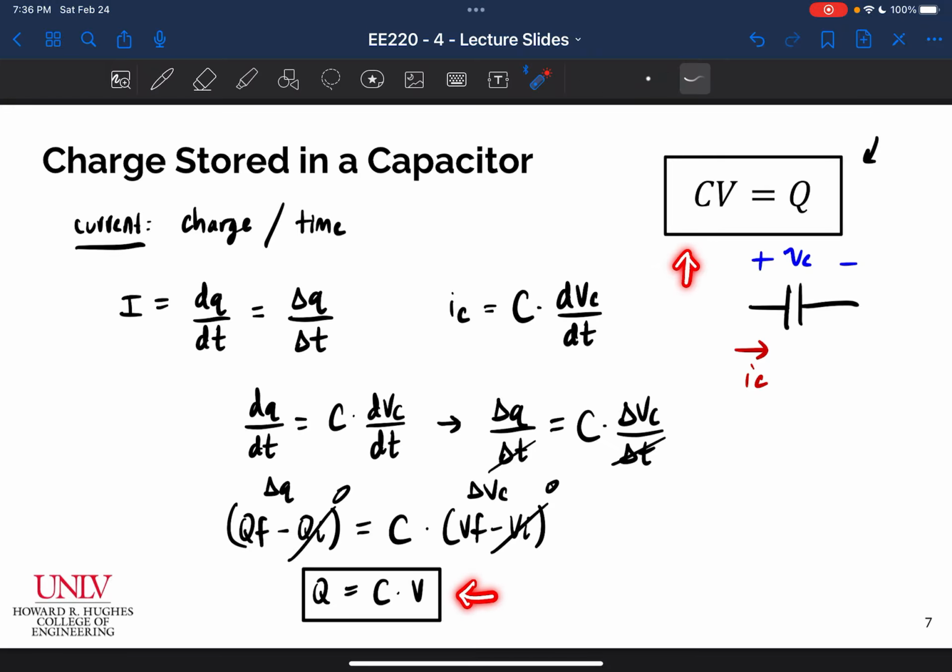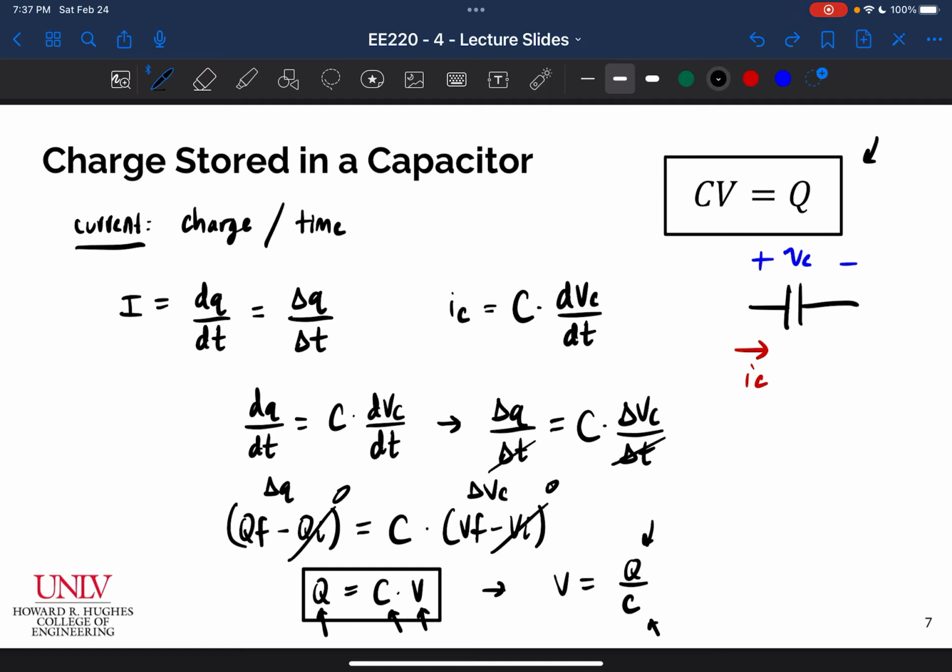These are equivalent expressions. What this expression means is that if I know the capacitance of my capacitor and the voltage across it, then I can determine how much charge it's storing. And equivalently, if I were to rearrange this, I could write V equals Q over C. So if I know the amount of charge being stored in my capacitor and I know the capacitance, then I could determine the voltage across it. Okay, so that's what this equation is useful for.